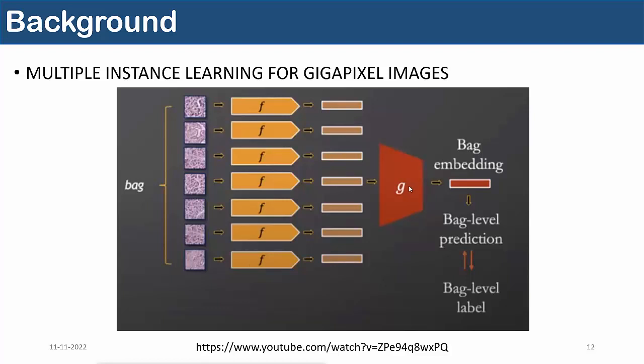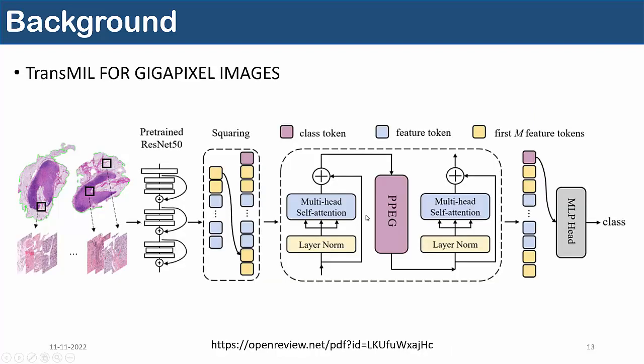This results in bag embedding, and then bag label prediction is carried out, and the bag label is provided to the bag. The next one is TransMIL for gigapixel images. This helps in attaining the morphological and spatial data of the images, and it's more leveraged to produce accurate predictions. So modern MIL architectures for gigapixel images have been designed to exploit this spatial relationship of the instances.